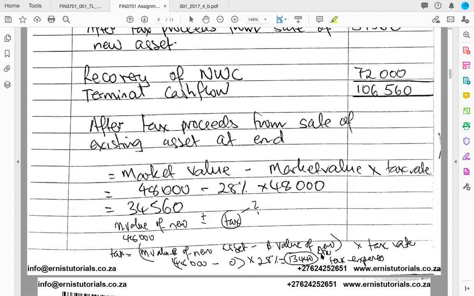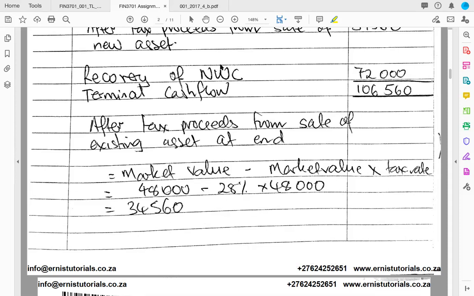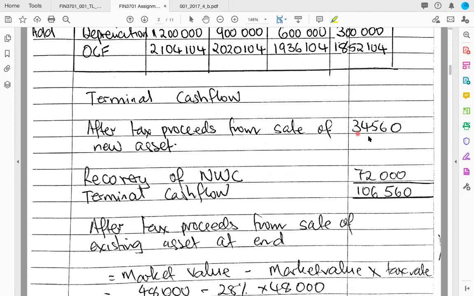And then since the answer is positive, it means we have a tax expense. If it was negative, it would be a tax gain. So we need to subtract this amount. So we say 48,000 minus 13,440, and then we get 34,560. So that's how we got this 34,560. This is money coming into the company after tax as a result of selling the new machine at the end of its life. Okay.